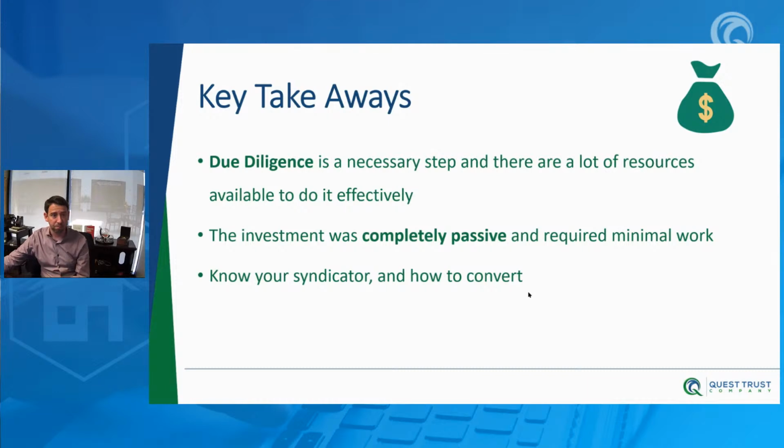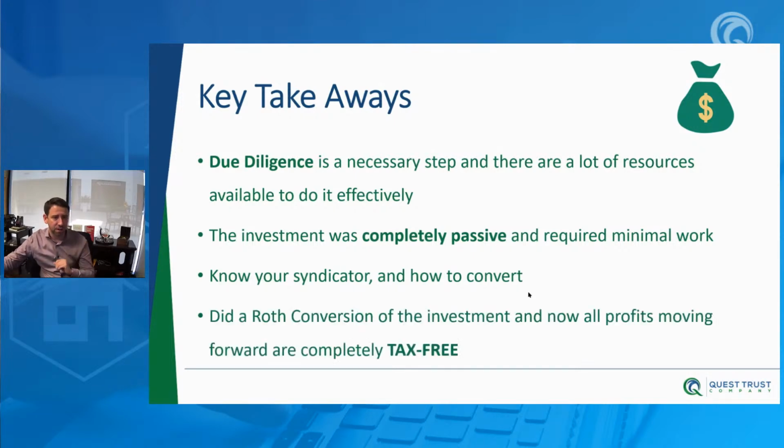Know your syndicator and know how to do the conversion. It's very simple. Every year, Quest requires that FMV, that fair market value. Well, when they give us that fair market value, that's when we can do the conversion. It's literally an email from the syndicator. Hey, so-and-so invested X amount of money, and currently it's worth this. Thank you very much. Now I can do the Roth conversion. It is so simple, right?